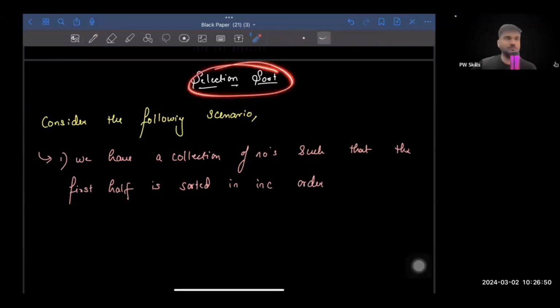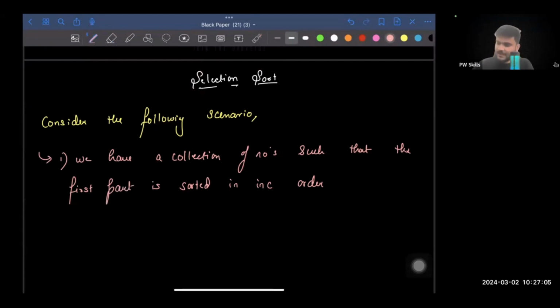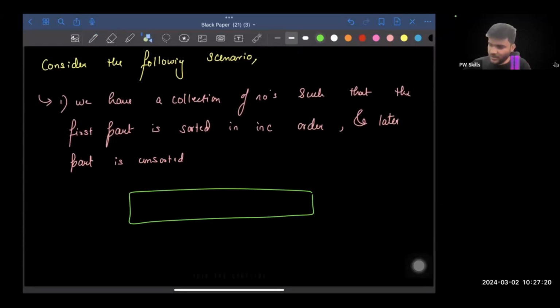Let's say we want to figure out the algorithm to sort the data in increasing order. So what I'm saying is, let's say you have a bunch of numbers such that the first part is sorted in increasing order, and the later part is unsorted. What scenario am I saying? I'm saying something like this. Let's say you are in a situation where this much part is actually sorted.